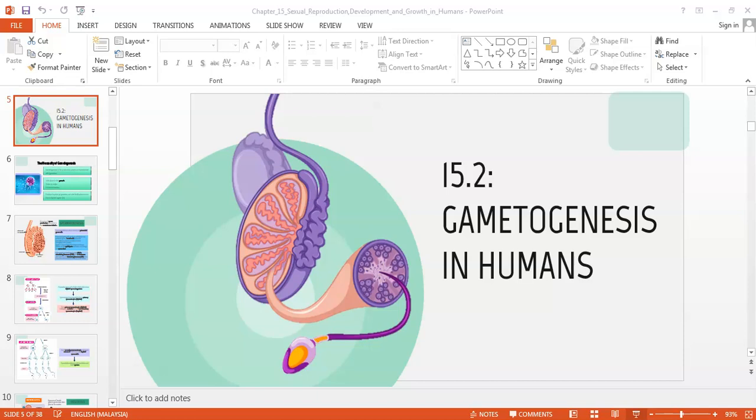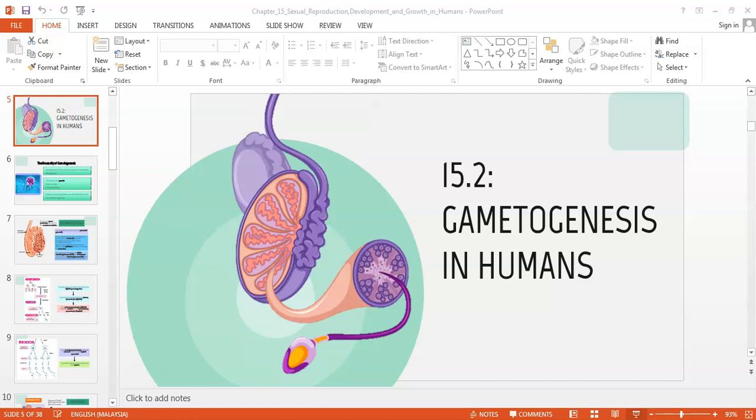Dia berbeza dengan sperm. Sperm dia mesti complete all the meiosis 1 and meiosis 2, differentiate into sperm yang ada tails, yang ada head, yang boleh berenang apa semua. Tapi secondary oocyte dia akan stop at metaphase 2. Dan metaphase 2 ni akan complete apabila sperm penetrate, apabila sperm masuk ke dalam ovum tersebut.